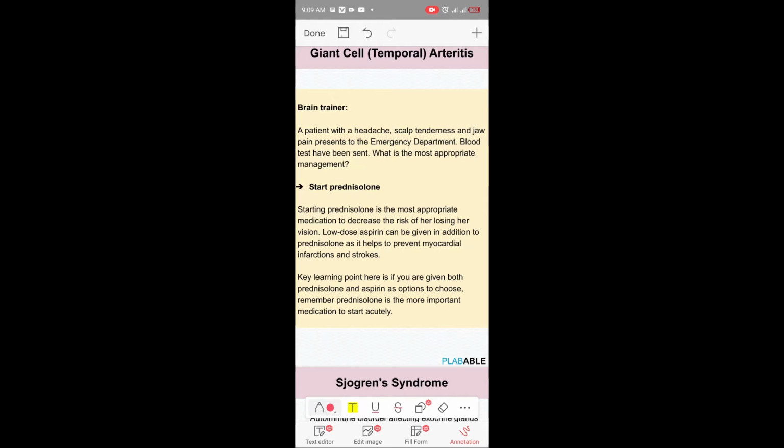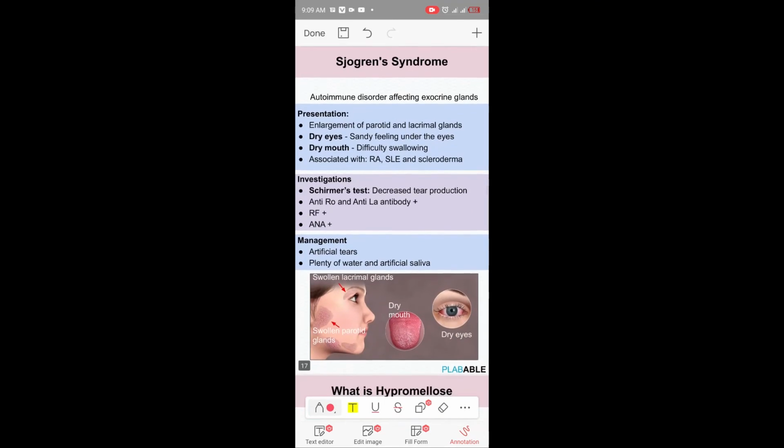Okay, let's see this one. A patient with a headache and scalp tenderness, typical, and jaw pain, presents to the emergency department. What is the appropriate management? Steroids. Don't delay the steroids, because there is a risk of losing vision. So start the steroids.